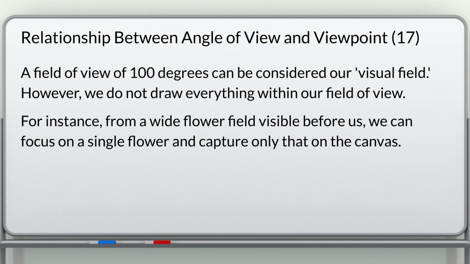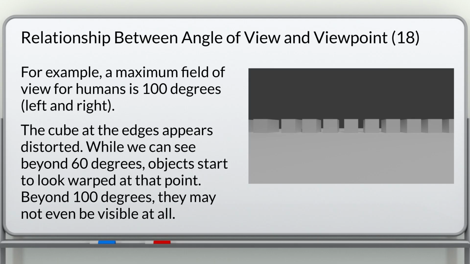A field of view of 100 degrees can be considered our visual field. However, we do not draw everything within our field of view. For instance, from a wide flower field visible before us, we can focus on a single flower and capture only that on the canvas. For example, a maximum field of view for humans is 100 degrees. The cube at the edges appears distorted. While we can see beyond 60 degrees, objects start to look warped at that point. Beyond 100 degrees, they may not even be visible at all.